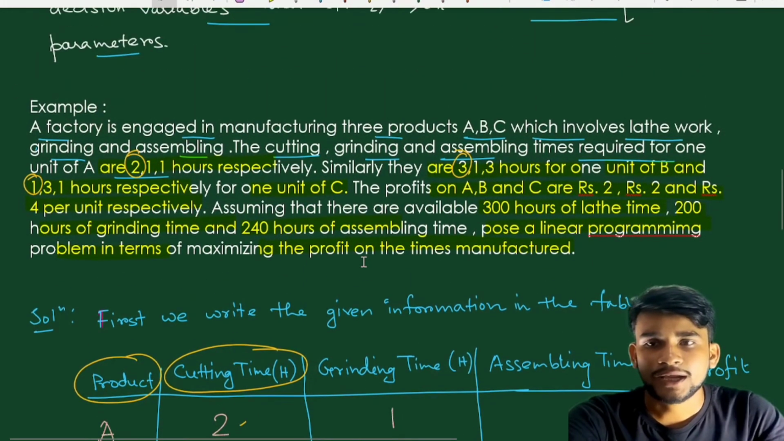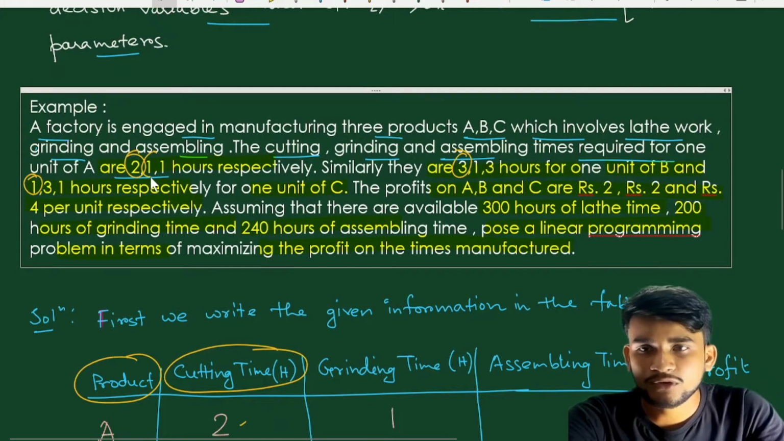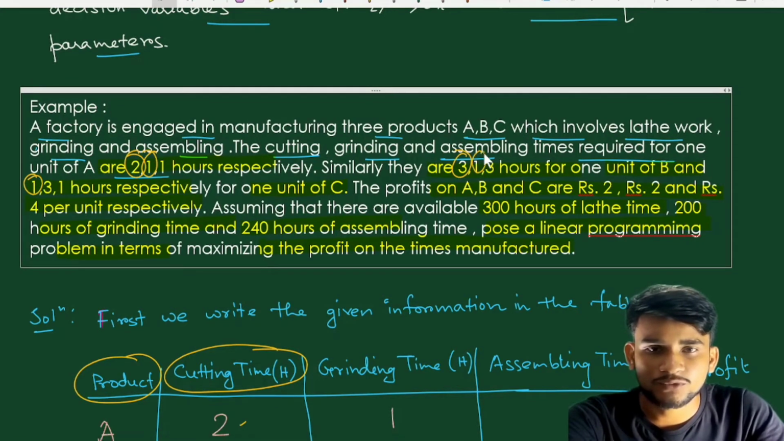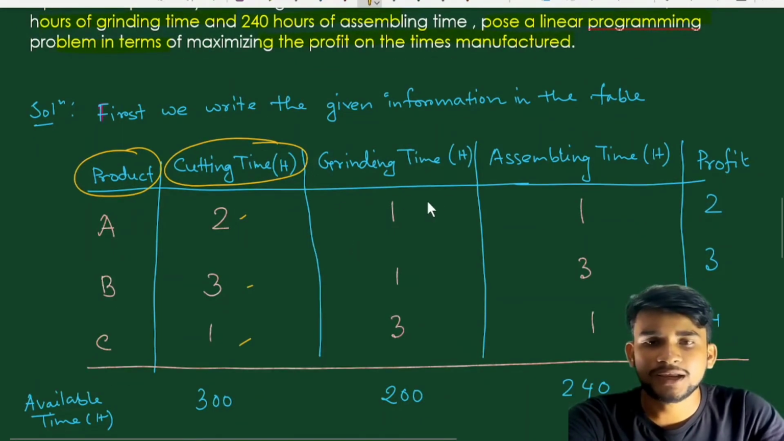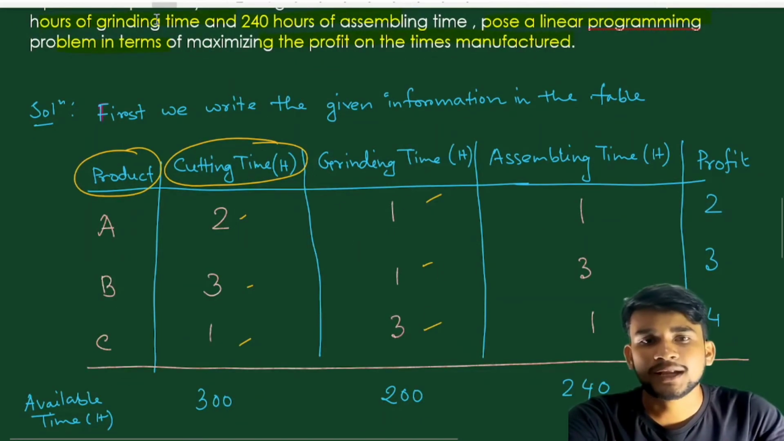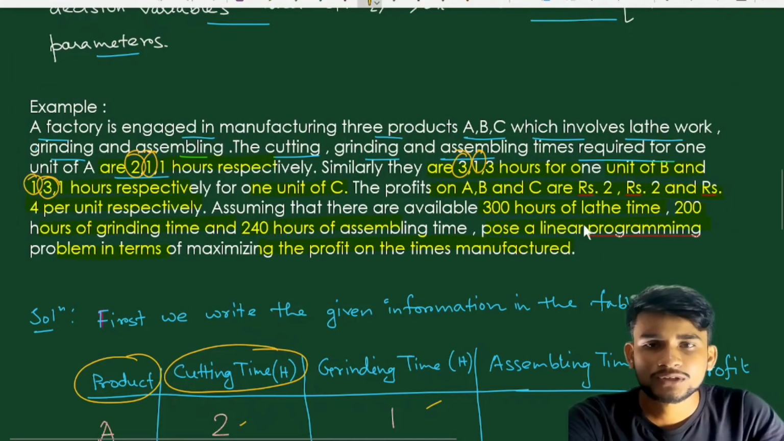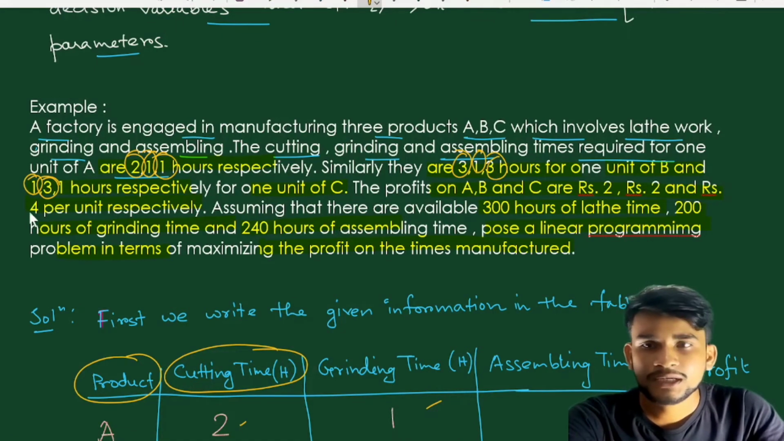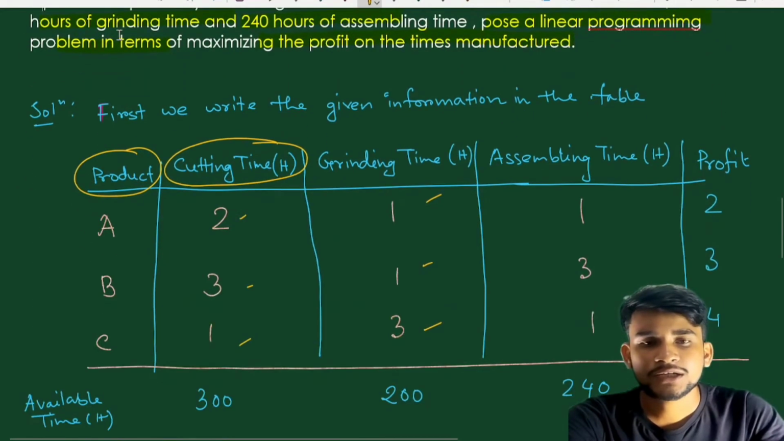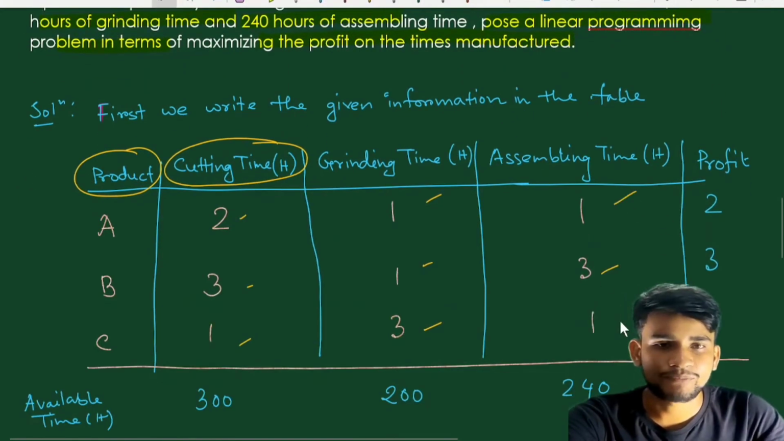And then the grinding time is 1 hour for A, 1 hour for B, and 3 hours for C. So the grinding times are 1, 1 and 3. And then the assembling time: 1 hour for A, 3 hours for B and 1 hour for C. So the assembling times are 1, 3 and 1.